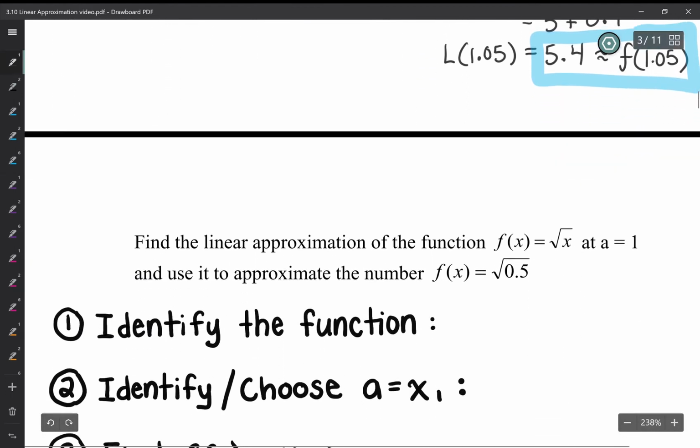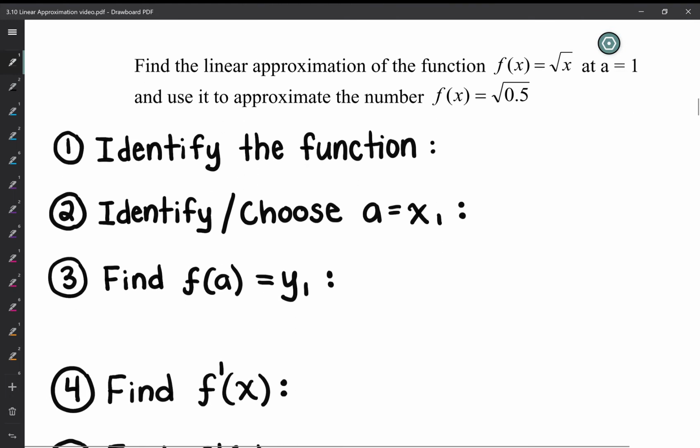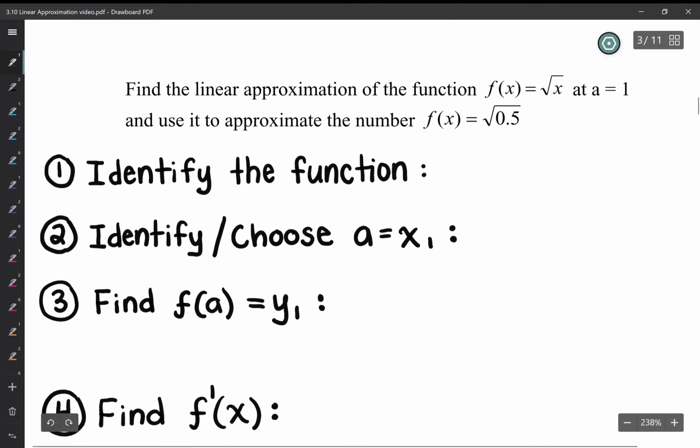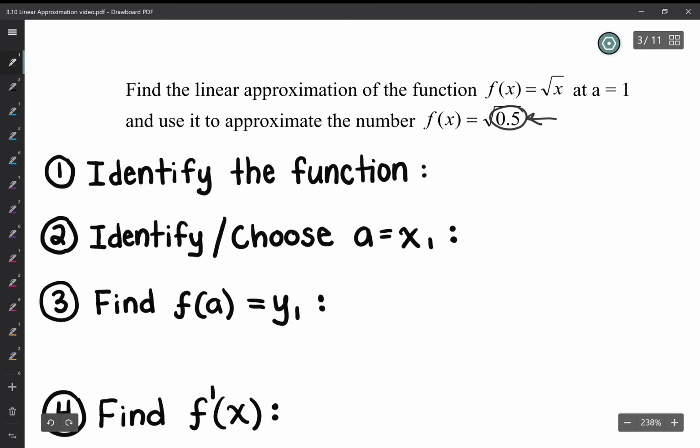Let's try out a different function. So let's find the linear approximation of the function f of x is equal to the square root of x at a is equal to 1, and use it to approximate the number square root of 0.5. So this 0.5 is x. First step is to identify the function. f of x is equal to the square root of x.